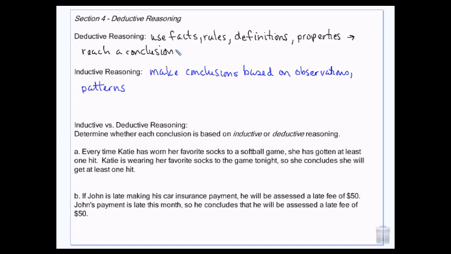So deduction is fact-based. You have to know for sure. You can't just make assumptions and then come to conclusions. You can't just look for patterns.